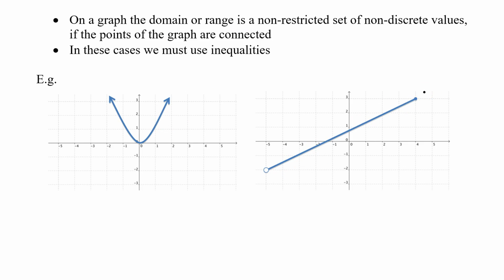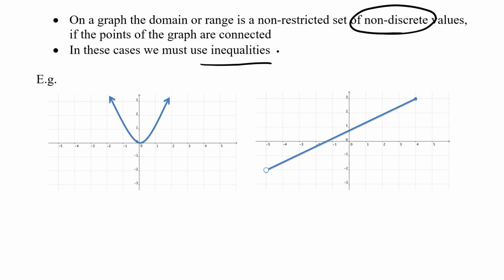So on a graph, the domain and range is a non-restricted set of non-discrete values if the points on the graph are connected. Non-discrete means I'm not going to have specific numbers. So in this case, I've got to use inequalities.